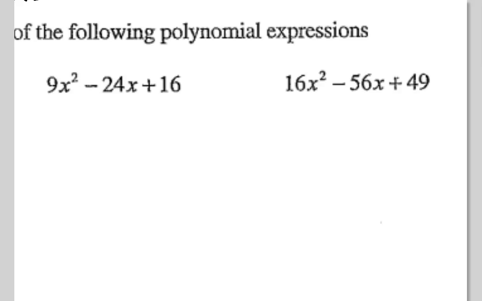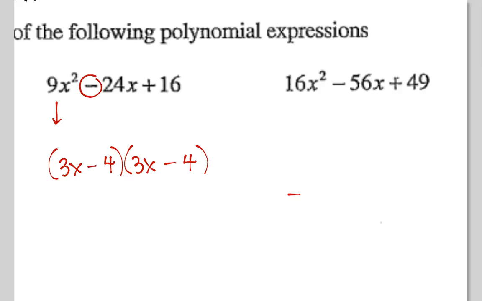Okay, so watch this. Square root of 9, 3x and 3x, because 3x times 3x would make 9x squared. And these are easy to spot because 9 and 16 are both perfect squares. So what goes on the outside? 4 and 4. Now, in order to make this a minus in the middle, these both have to be minus.